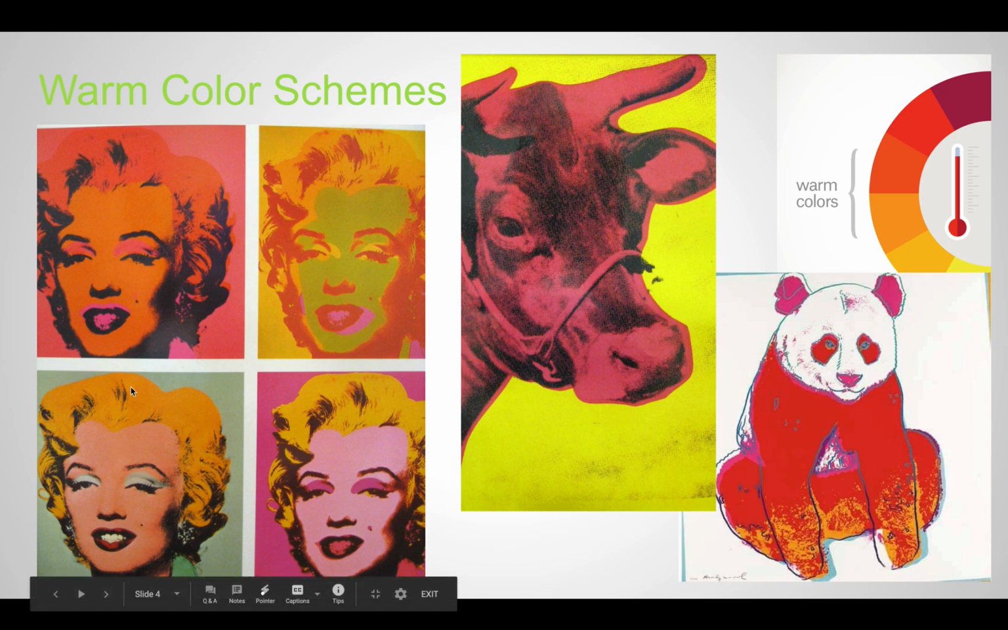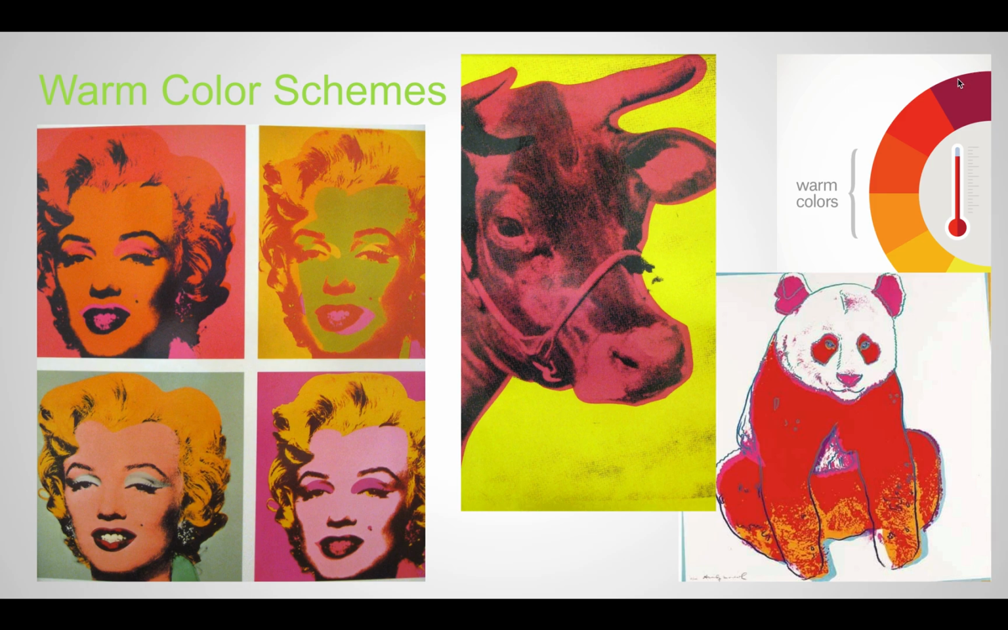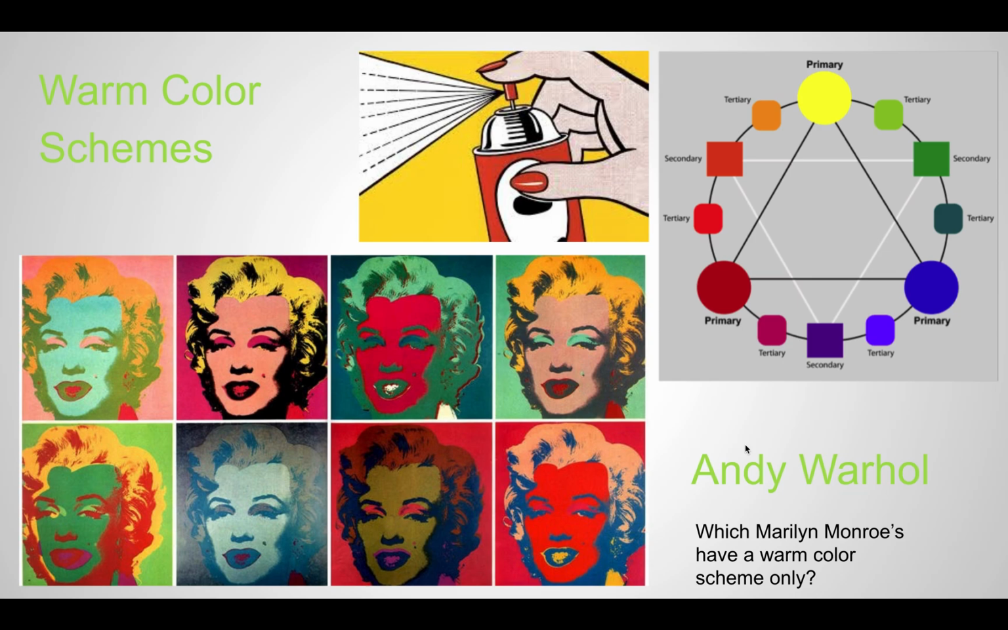The work here on the left, this is Andy Warhol. This is Marilyn Monroe, famous actress of the 50s and 60s. These are all made from the same silk screens, but he uses different colors on each screen to create the different artworks. And we see all of the warm colors here on the spectrum, reds, oranges, yellows, pinks, all the tints and shades of those.